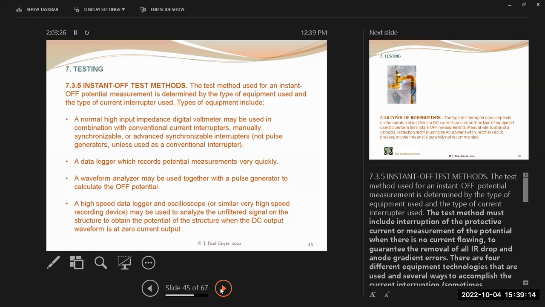A data logger which records potential measurements very quickly. A waveform analyzer may be used together with a pulse generator to calculate the off potential. A high-speed data logger and oscilloscope or similar very high-speed recording device may be used to analyze the unfiltered signal on the structure to obtain the potential of the structure when the DC output waveform is at zero current output.